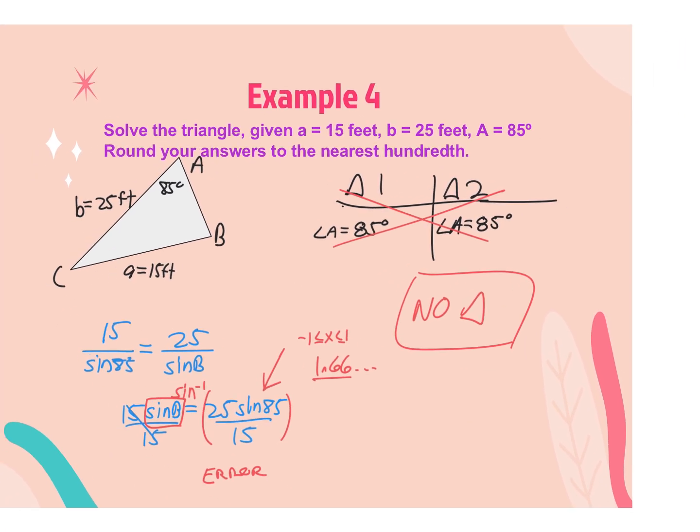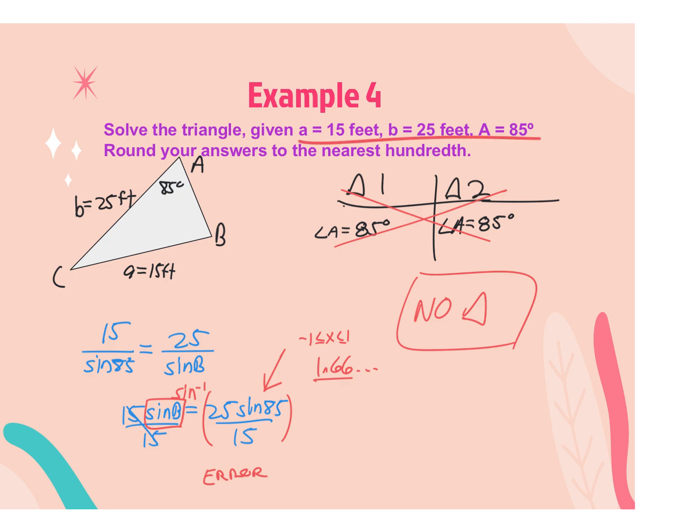This triangle is not possible. This triangle does not exist. There's no triangle that exists that has these measurements. I think one of the sides, the 15 feet, is going to be too small. It's not going to be able to reach the other side. So there is no triangle here. Doesn't mean you did anything wrong. It just means there's no triangle. Makes it easier for us.